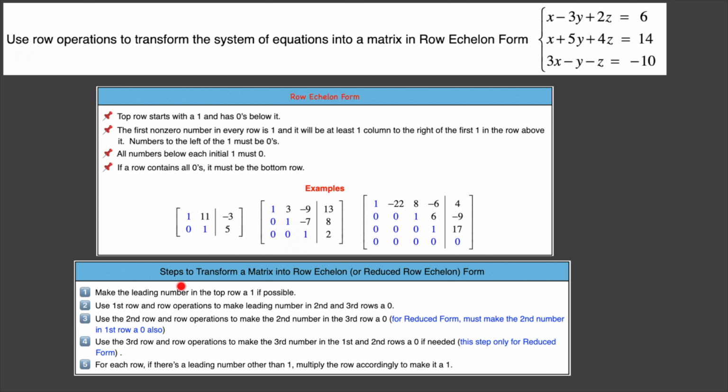Now let's take a look at the steps to transform a matrix into row echelon form. The first step is to write it as an augmented matrix. So writing it basically like this here. Then we're going to make the leading number in the top row a 1 if possible, which it is going to already be in this example. So we don't have to worry about that.